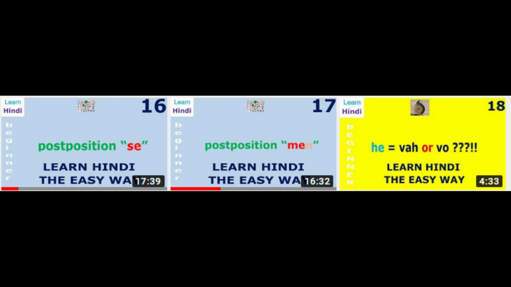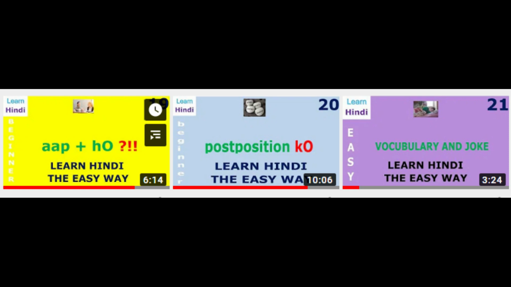How do you say 'he', and why do people use different spellings, and what does it mean? It can be very difficult for a starter to understand unless someone explains it. These are more subtle things that you can understand only when explained. He, that is vah or woh, such lessons. The next one is again a useful one, aap or ho. As I told you, these are all very technical things. You can understand them only when someone explains them to you.